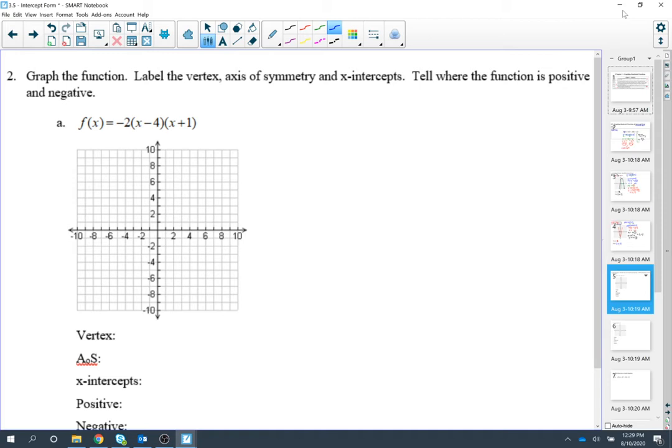So first of all, letter A, f of x equals negative 2 times x minus 4 times x plus 1. This is already in intercept form, so we're first going to find the x-intercepts. We're going to take our P and Q right here, and I'm going to do x minus 4 equals 0 and x plus 1 equals 0. I'm going to add my 4, so x equals 4. I'm going to subtract my 1, so x equals negative 1.